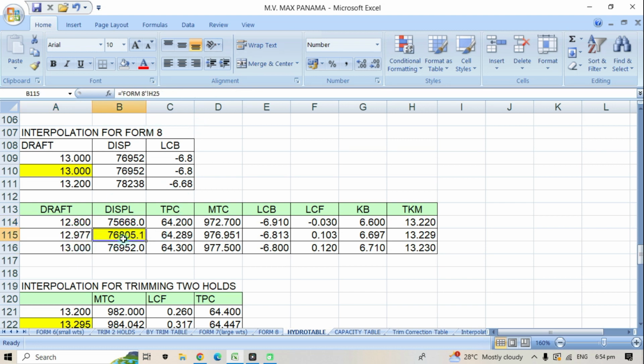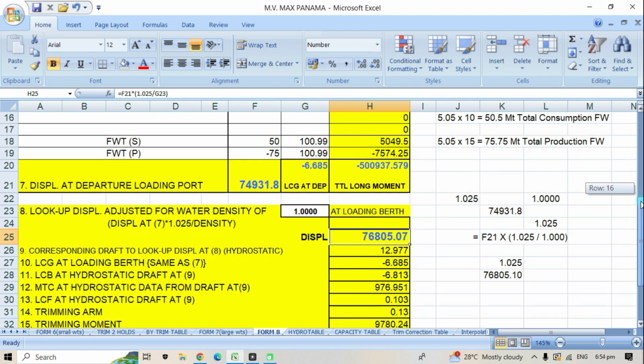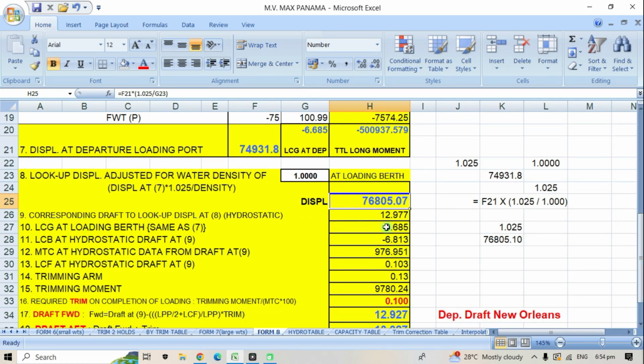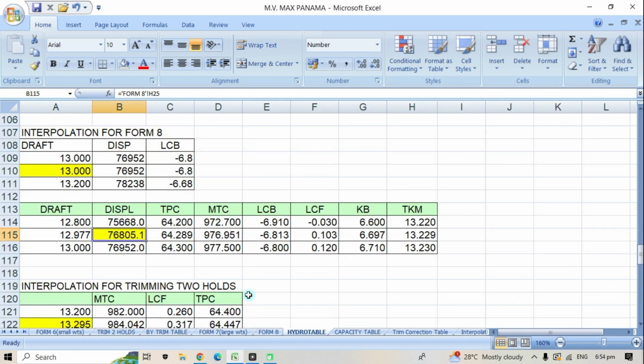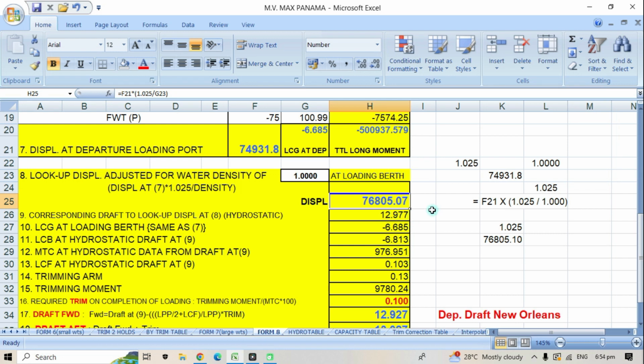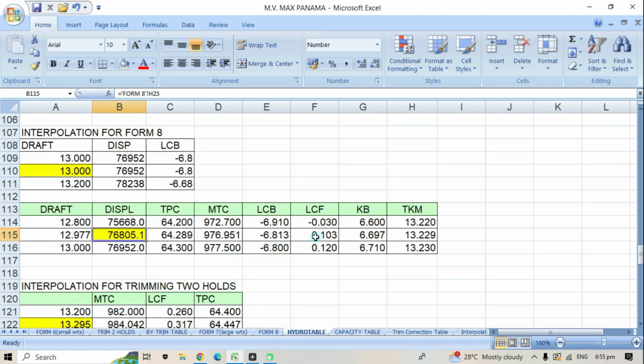So all you have to do is put this displacement here. Now with these values, we will now fill up these values. Okay, so it is here, the corresponding displacement of a determined draft of this one. The corresponding draft is 12.977 with this displacement. Okay, so draft check, and what will be LCG? Negative 6.685 LCG.